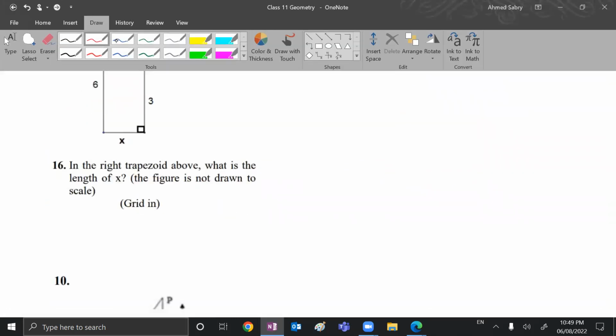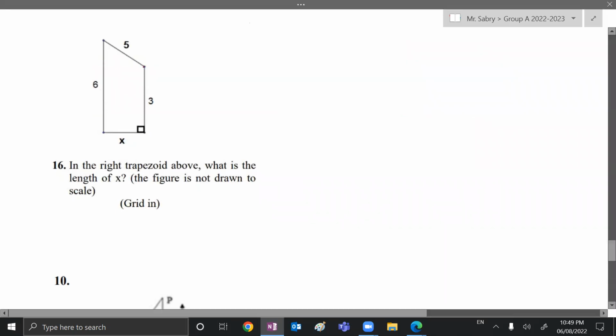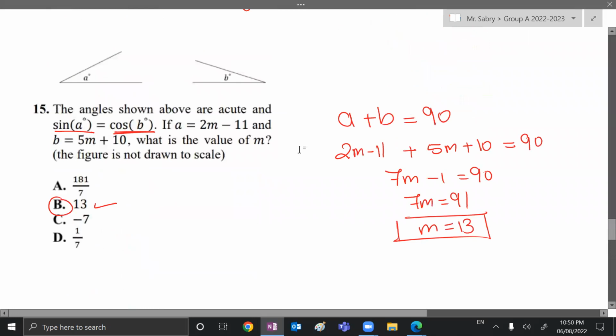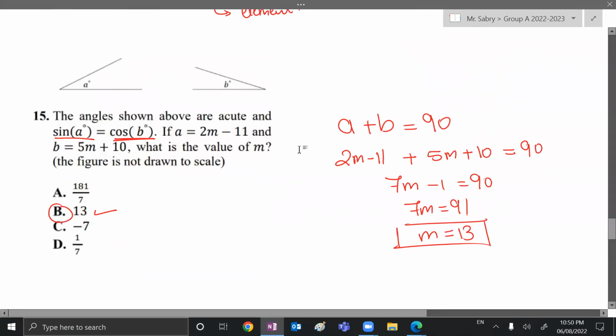Again, this is a shape that doesn't make sense to us, so we just need to split it into... Yes, I didn't get the one that we just did. Okay, tell me what parts didn't you understand? You said that a plus b equals 90. After that, that was good.